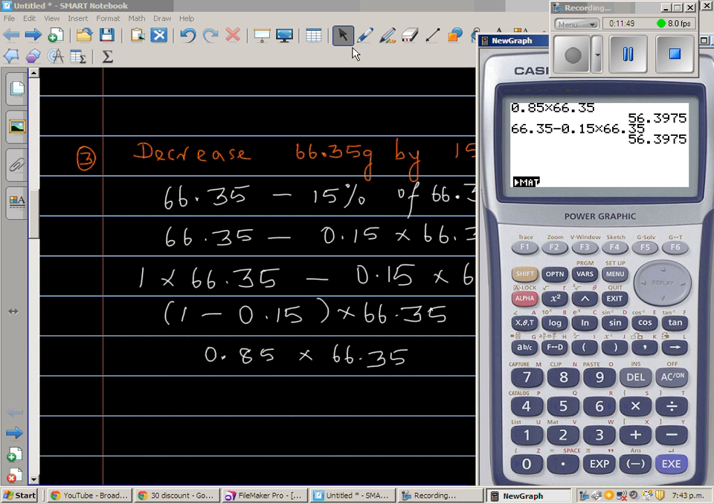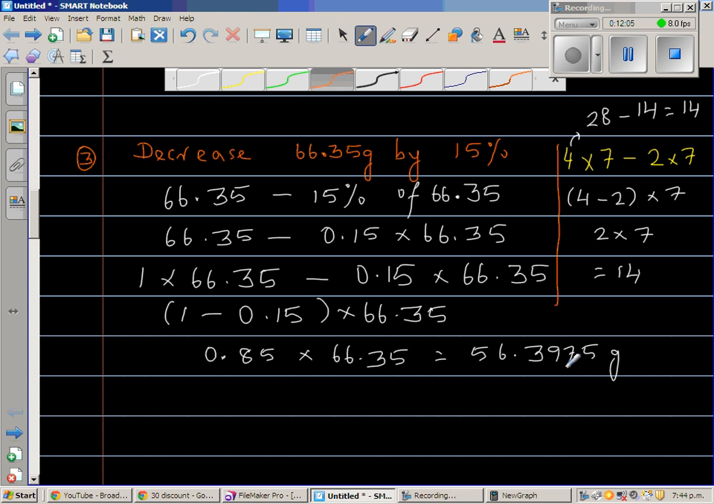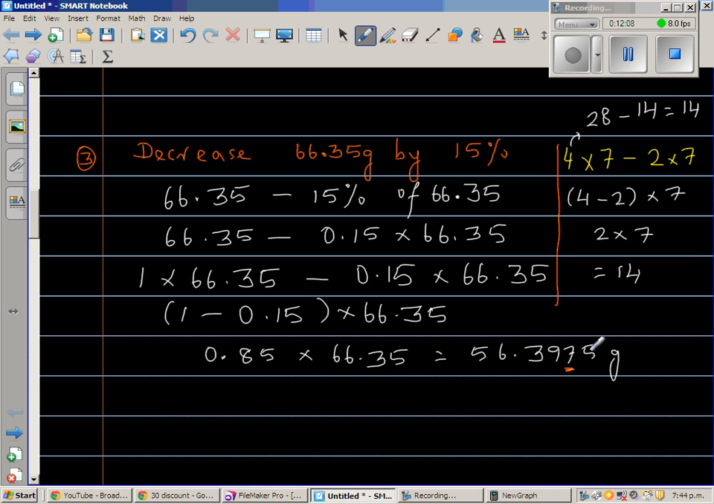So 56.3975 grams. If you want to round this to two decimal places, you have to look at the third decimal number. So ignore this, you don't have to look at this. If this number is 5 or more, you have to increase this by 1. So writing this in two decimal places is 56.40 grams. Okay, so this is in 2DP, two decimal places.